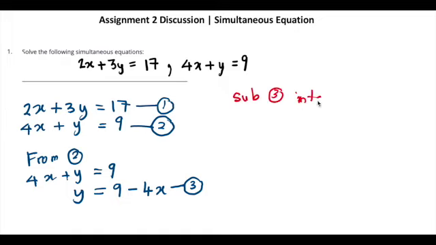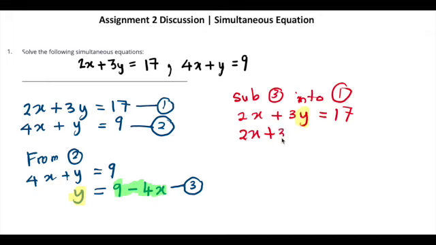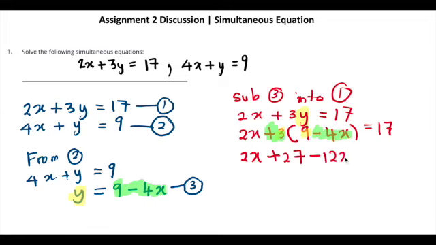So substitute 3 into equation 1, because I already used 2. Write down equation 1 again and substitute y with 9 minus 4x. You need to write it down again. Okay, so we need to expand the positive 3 with each term in the bracket. Positive 3 times 9 is 27. Positive 3 times negative 4 is negative 12x. That's how you know plus or minus there.